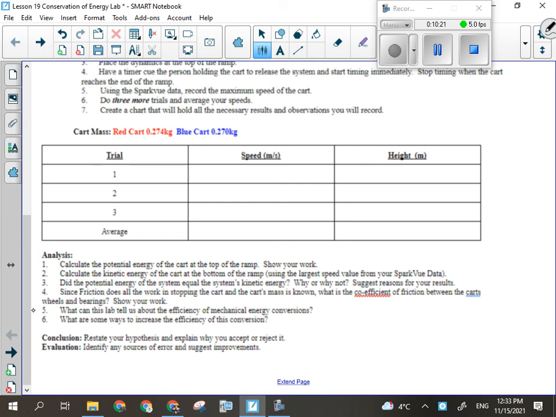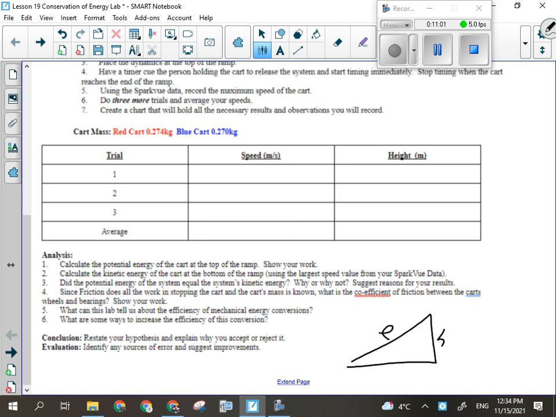And then for number 4, this is where the length of the ramp comes into play. Friction does all the work in slowing the cart, or it represents basically where the energy is lost. I want you to calculate the coefficient of friction between the cart's wheels and bearings. Now, you will need theta for that. But you'll be able to calculate theta because this will be your height and this is the length. You will have measured both of those numbers, so you'll be able to calculate theta and get your normal force and all of that. And that gives you a little extra practice on inclined planes before your test on that.